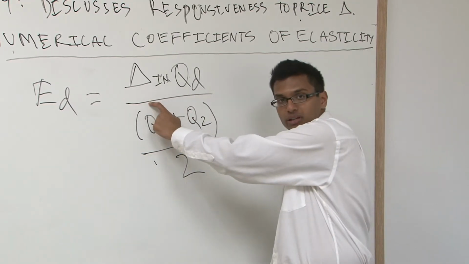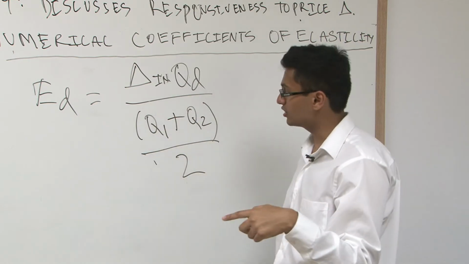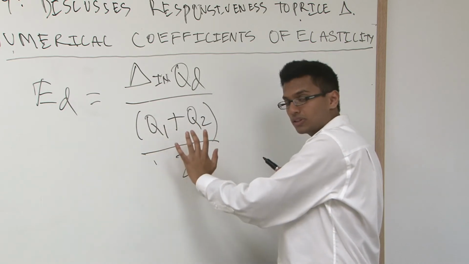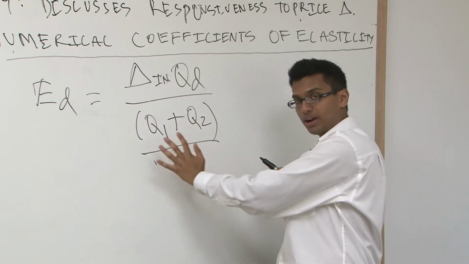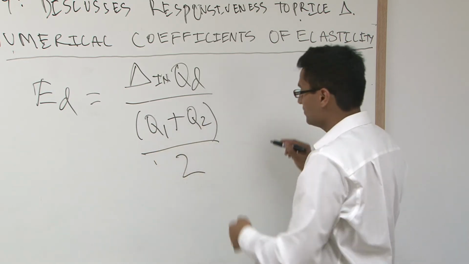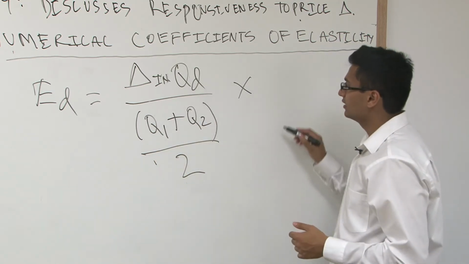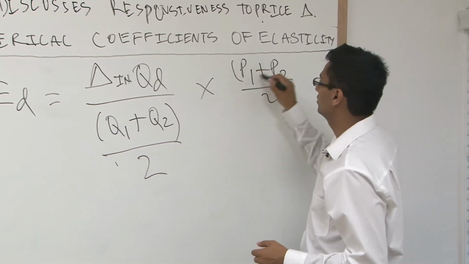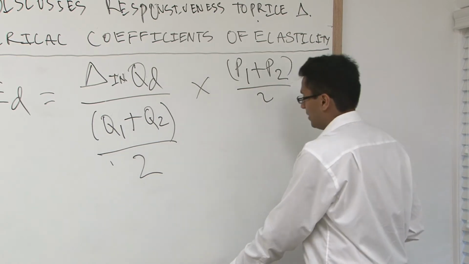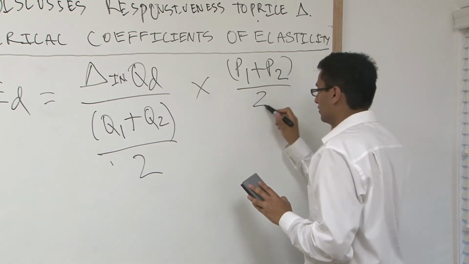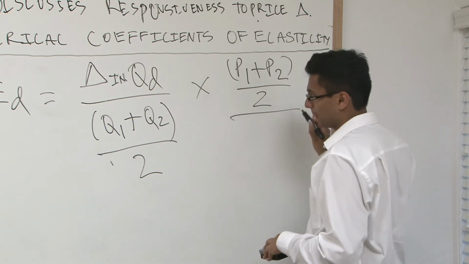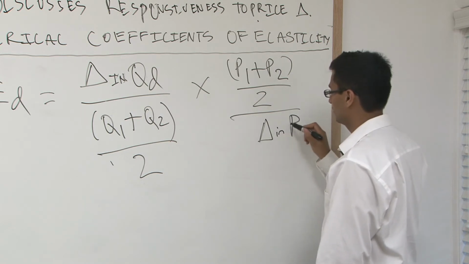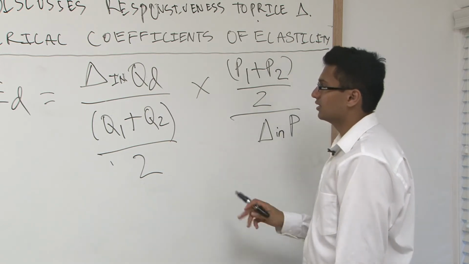What does this whole thing say? It's the unit change in QD. Understand it's not percent change, it's unit change. Unit change in QD over the average of the quantities, average of quantity 1 and quantity 2, times the average of the prices, P1 plus P2 over 2. Let me make that a little clearer for you guys. 2 divided by, you guys can probably guess the last part, it's the change in price. Okay? So this is my whole equation.